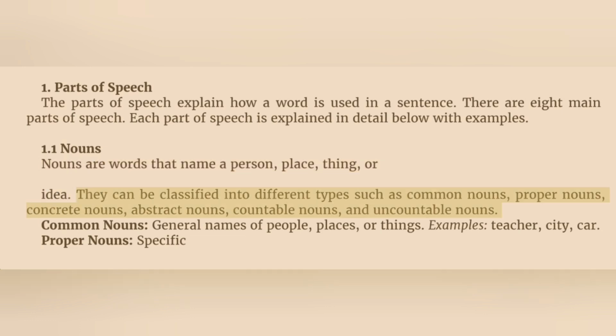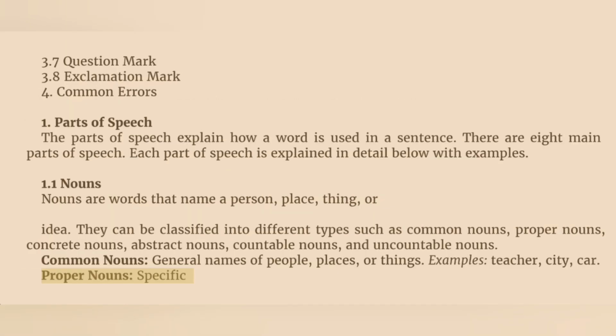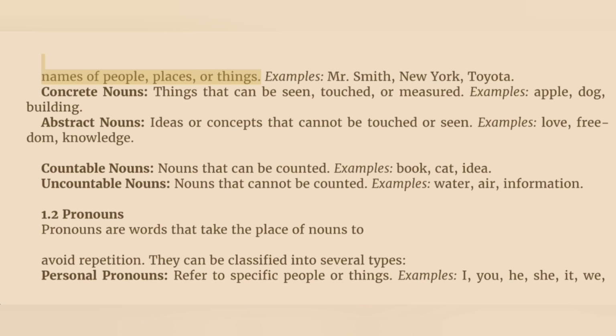They can be classified into different types such as common nouns, proper nouns, concrete nouns, abstract nouns, countable nouns, and uncountable nouns. Common nouns. General names of people, places, or things. Examples: teacher, city, car. Proper nouns. Specific names of people, places, or things. Examples: Mr. Smith, New York, Toyota.